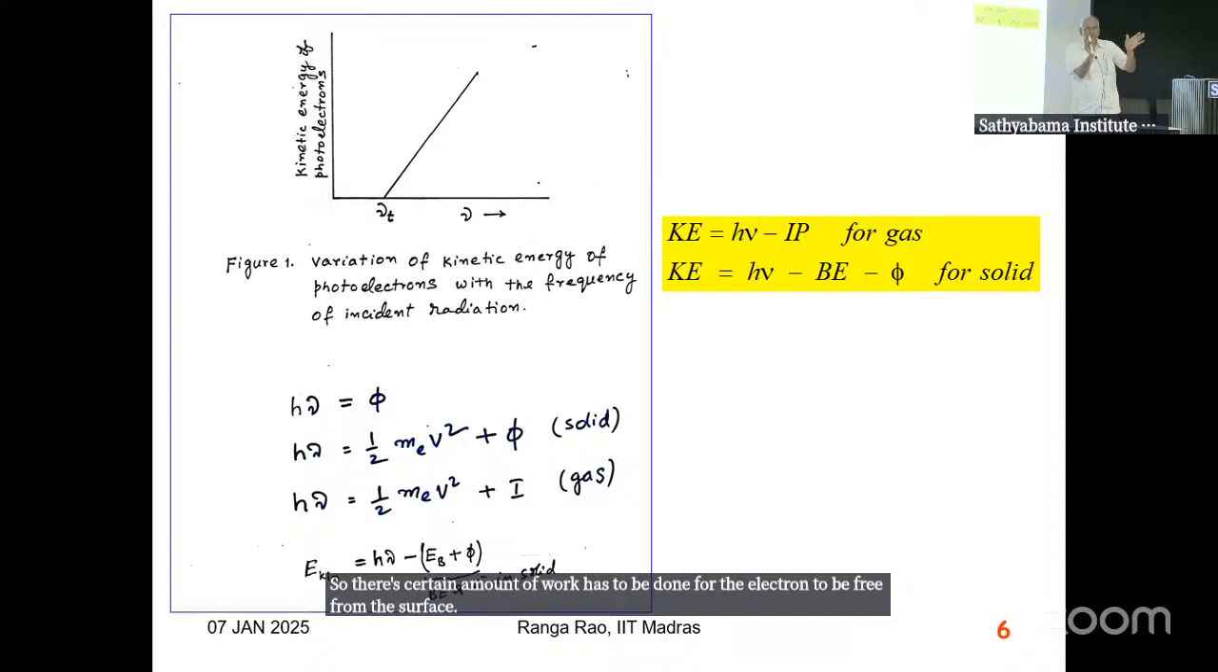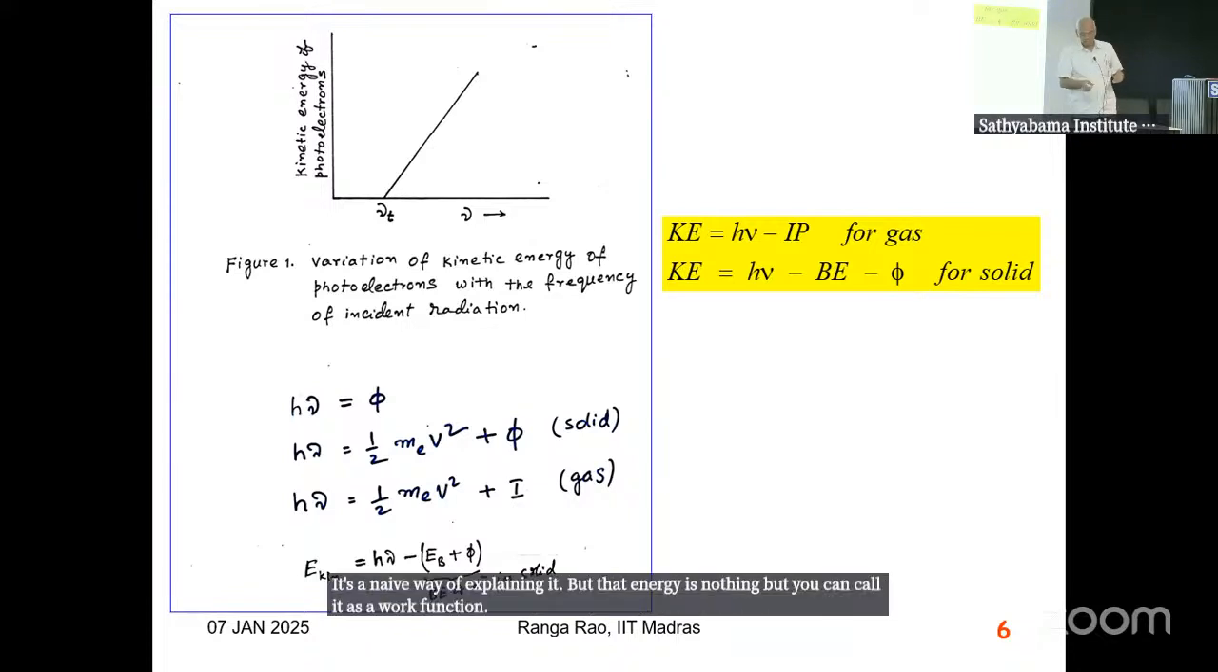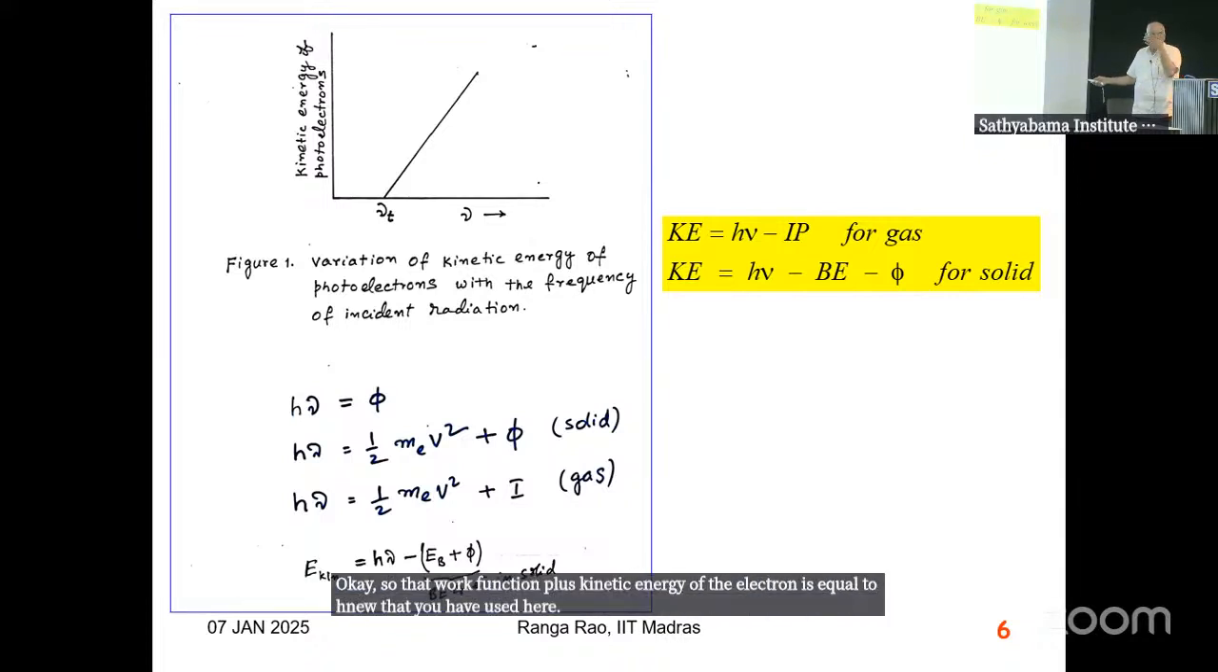It's a naive way of explaining it, but that energy is nothing but what you can call the work function. Okay. So that work function plus the kinetic energy of the electron is equal to h nu that you have used here. Okay. All right. This is for a solid.